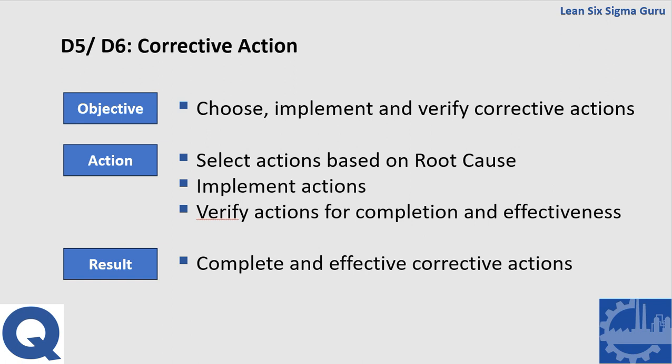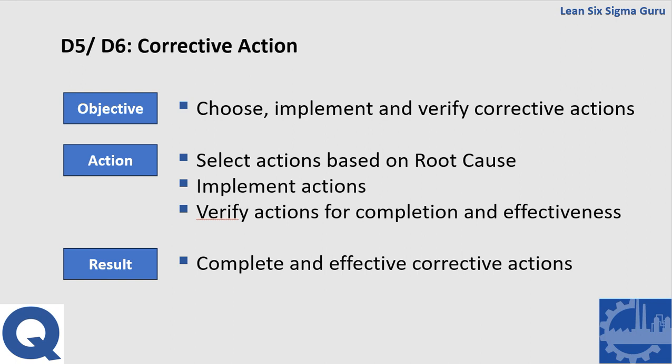D5 and 6 is corrective action. The objective here is to choose, implement, and verify corrective actions. The action should be to select actions based upon the root cause. The corrective actions have to be specifically linked to the root cause. It is so common to see a root cause analysis done reasonably well, and then the corrective actions have no association with the root cause whatsoever. This is a very, very common problem. So please make sure the actions eliminate the root cause.